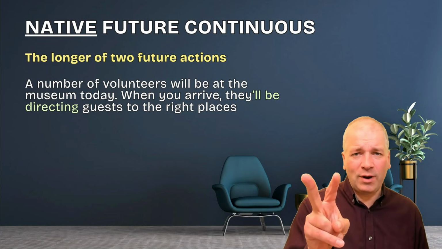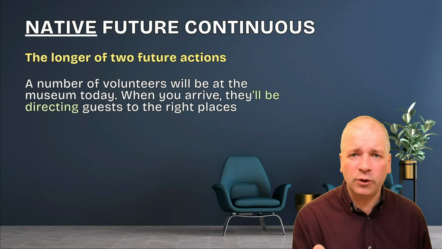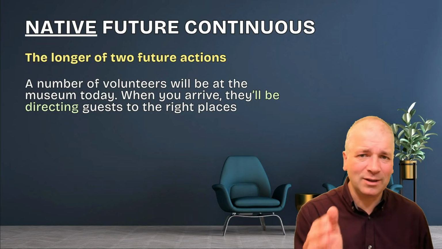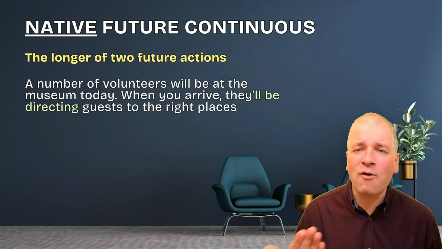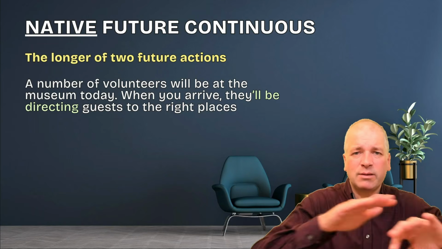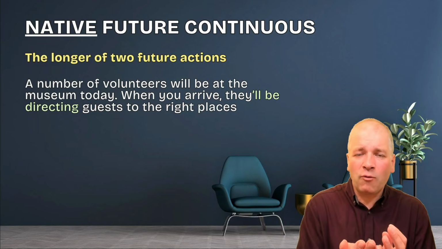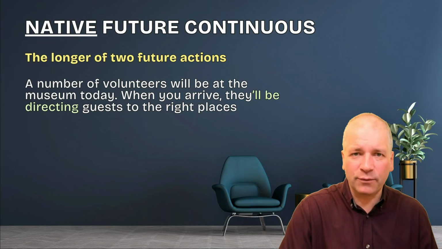So two future actions. The person arrives in the future. You remember we can use "when" to indicate the future. And then the future continuous. "They'll be directing." So the directing is something that's happening all the time around the moment that they arrive in the future.